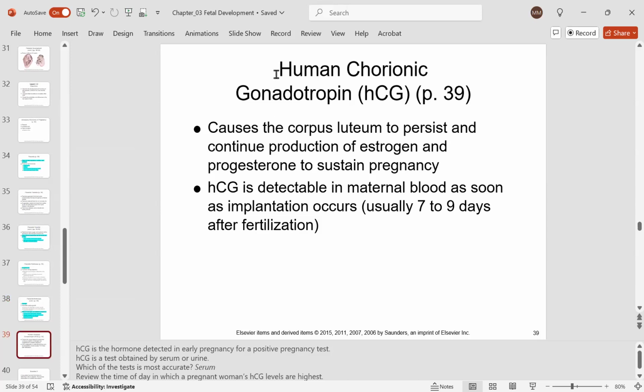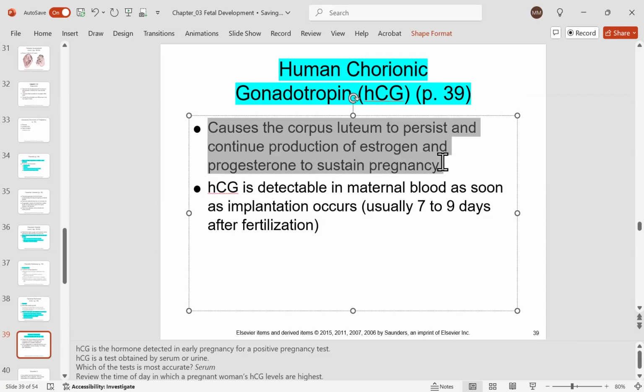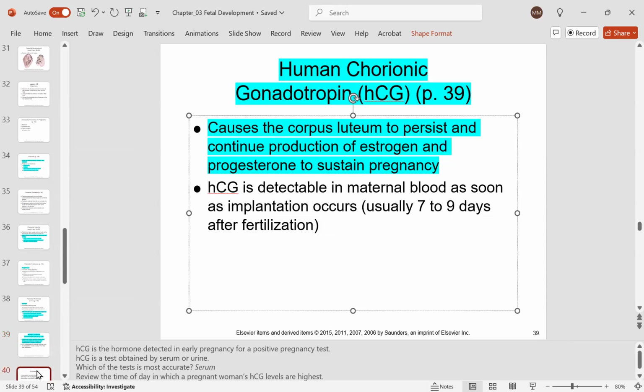Okay. The HCG, the human chorionic gonadotropin, that is the thing that influences the corpus luteum to continue producing estrogen and progesterone. So the corpus luteum is what makes the placenta. And so that HCG sustains the pregnancy. It says, keep on making estrogen and keep on making progesterone, so this pregnancy stays intact. It used to be that HCG was detectable about 7 to 14 days after fertilization. Now, these pregnancy tests are so sensitive, you can take one before your period is due and they can detect the HCG, which is crazy.